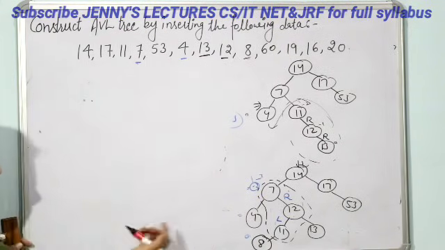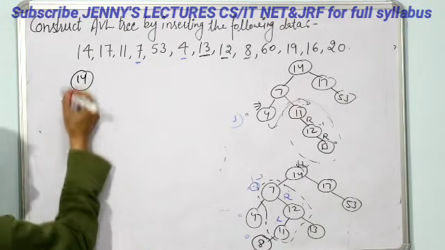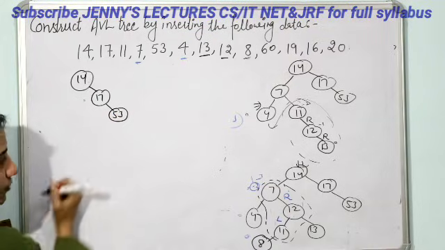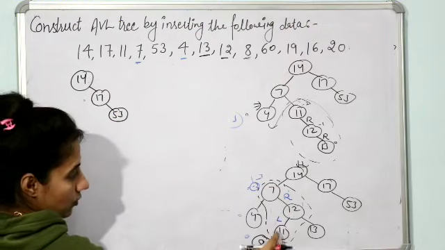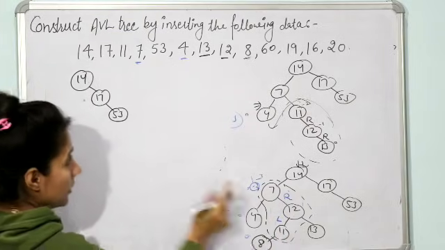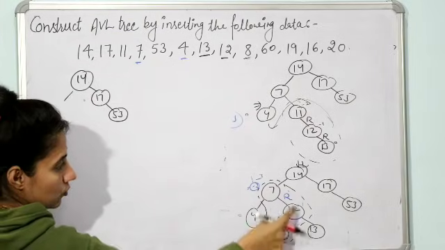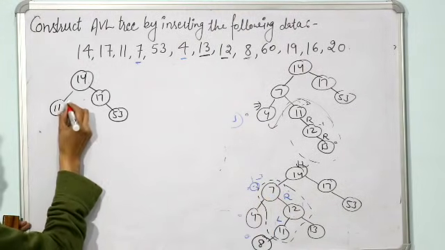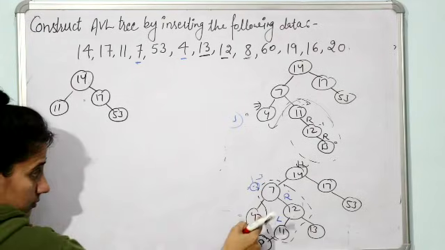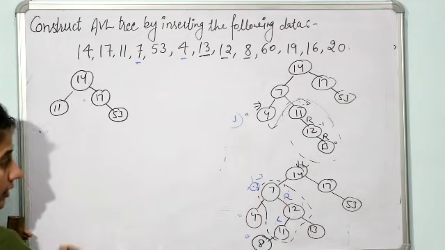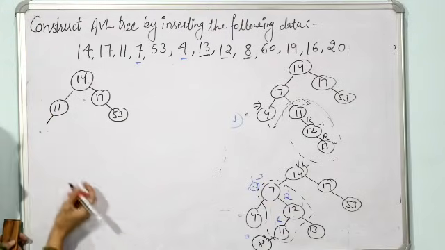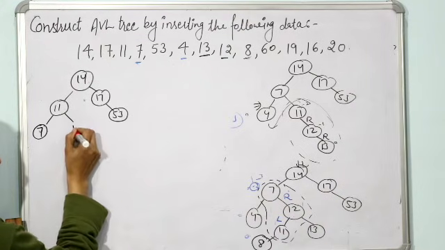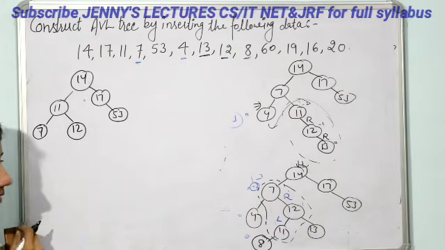See, after this the tree would be 14, 17, 53. See, that part is the unaffected part. Fine. Now out of these, 11 is the median, so 11 would go to the root. Here 11 would be there. Fine. And 7 and 12 are children of this 11. So 7 obviously would go to the left part because 7 is less than 11, and 12 would go to the right part because 12 is greater than 11.